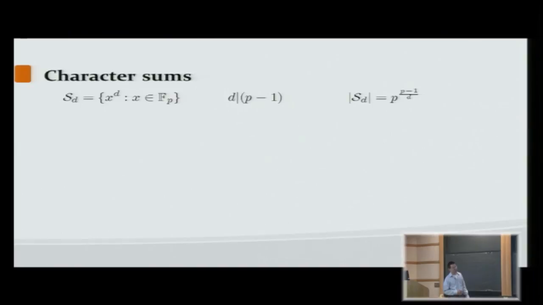It depends on the GCD of P minus 1 and D. It will not necessarily be a... yes.